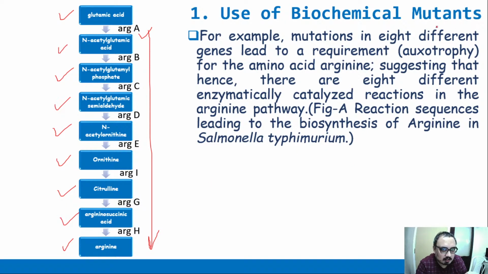Now here comes the use of auxotrophs. Let's take an example. A bacteria named I, which is a wild type, and there is another bacteria, again I, but the mutant type, and it's an auxotroph.